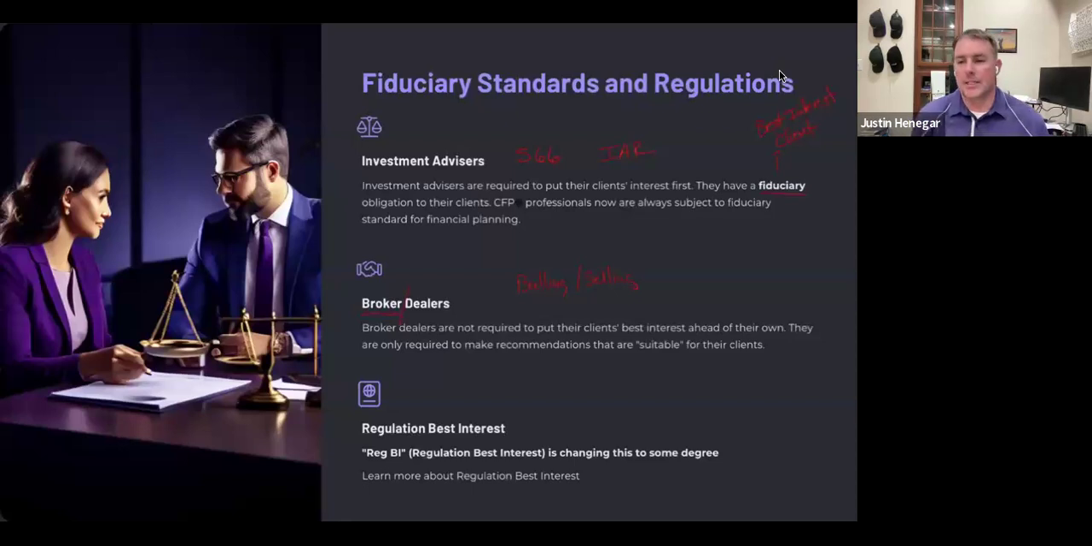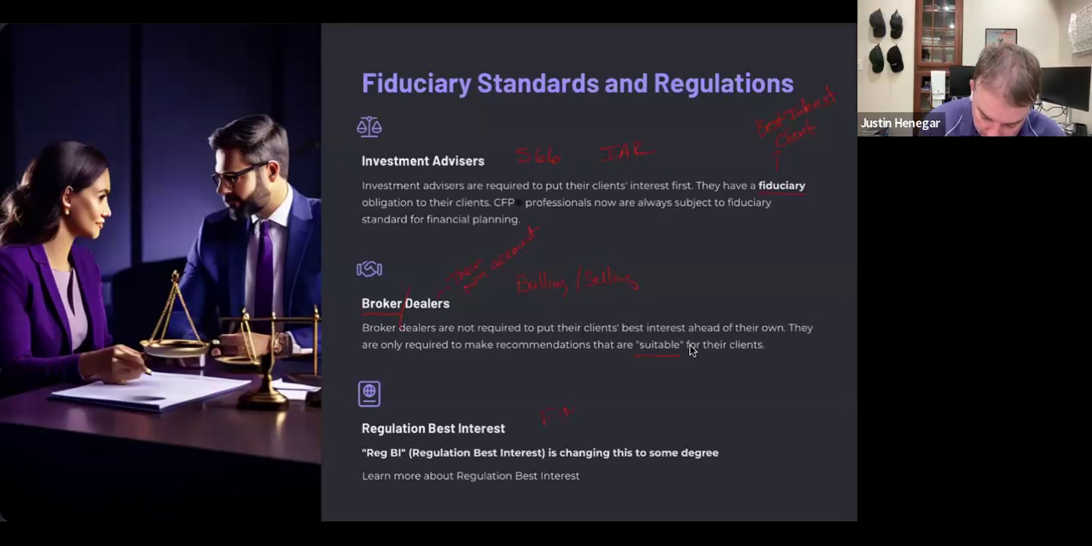And I'm going to put a slash here because it's really a broker and a dealer. A dealer is someone who's going to sell you something or buy something for you for their own account. So this is their own account. Okay. They can be commission based, but the products they sell have to be suitable. Now, there's a difference between what's in your best interest and what is suitable. And again, we're not going to get into great detail here, but just know that there is a difference between these two standards.